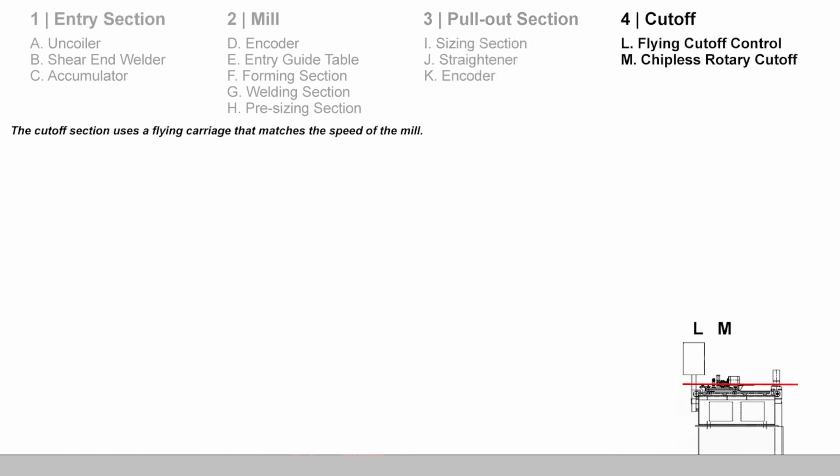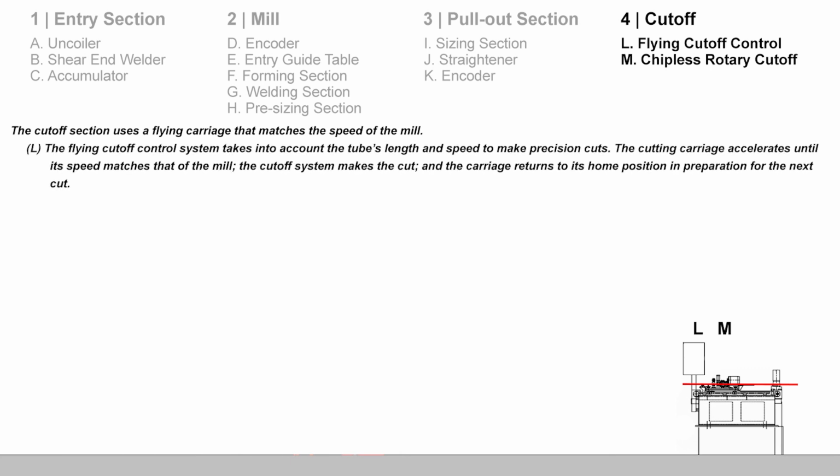The cutoff uses a carriage that moves at the mill's speed to make the cut without interrupting the production process. From its home position, the cutting carriage accelerates to a speed that matches that of the mill. The cutting unit then cuts the tube to the programmed length, and the carriage returns to its home position in preparation for the next cut.